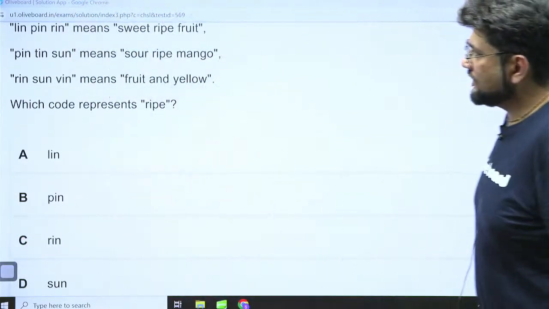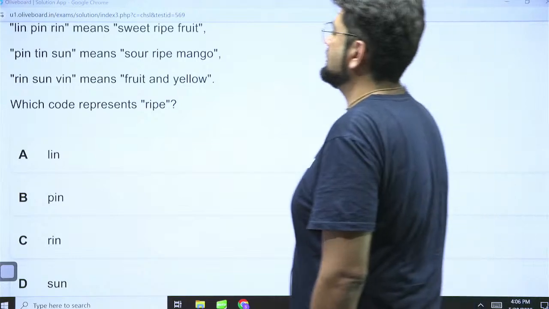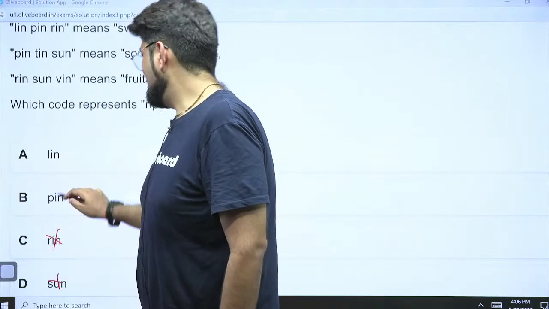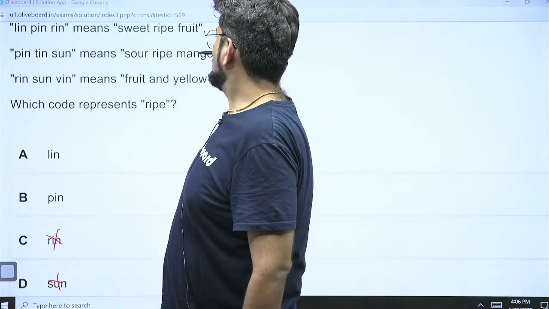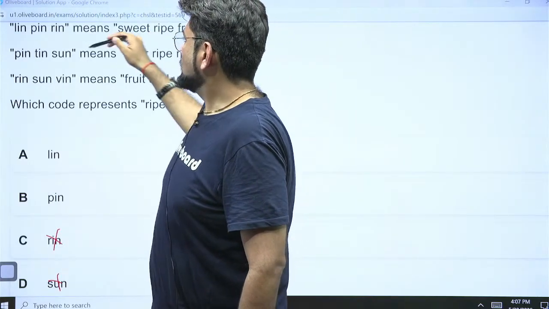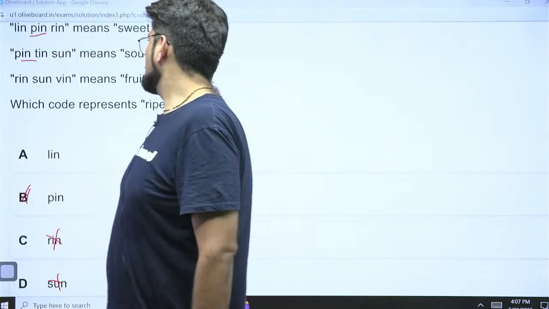Lin pin rin is sweet ripe fruit. Okay. The question is they're asking for ripe and we have 4 distinct options. So for ripe, where is ripe not coming? Ripe is not coming in rin, sun, win. So rin, sun is gone. Pin and lin is left. Now we need the code for ripe. So only ripe is common here. So ripe means pin is common here. So pin is the correct answer. Option B is the right answer. Okay.